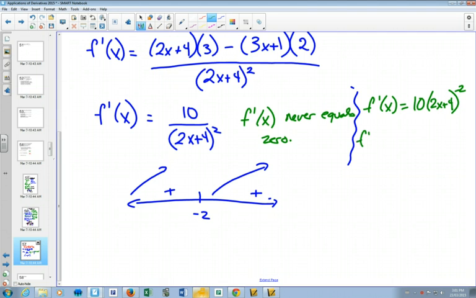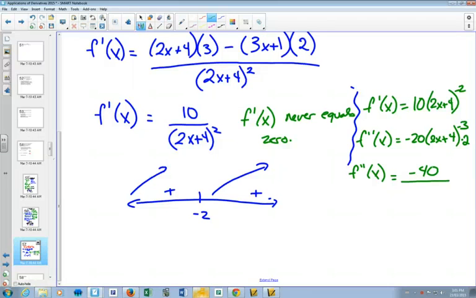And then when you take the second derivative of this, and of course it's a chain rule, so we're going to have to multiply this by a 2. So we get f double prime of x. At this point, I'm going to write the -40 on the top. I'm going to move this back down to the bottom of my fraction, and note that it also is never equal to 0.